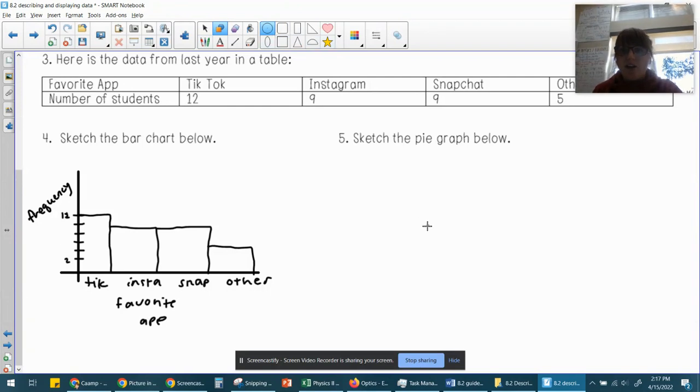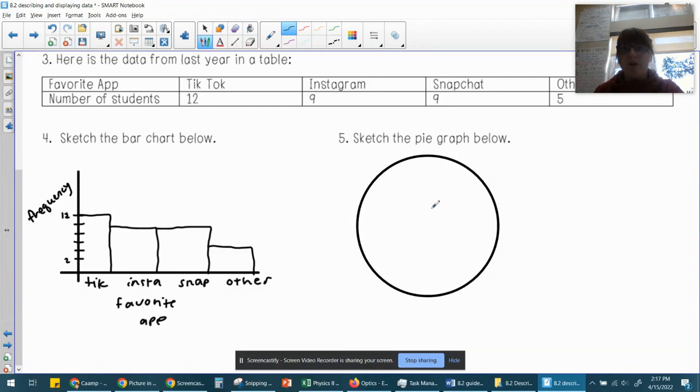Right. And then a pie chart, we need to graph percents. So for TikTok, the percent is going to be 12 out of the total 35 students. So 12 out of 35 is about 34%. 9 out of 35 is about 26%. And then 5 out of 35 is 14%.